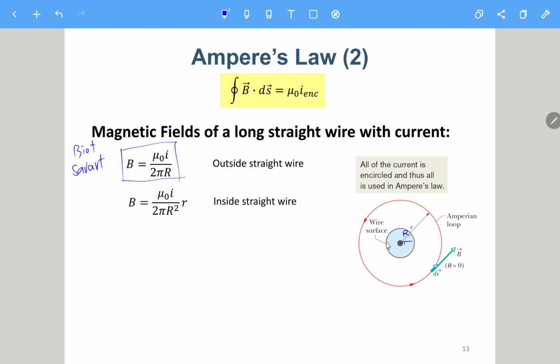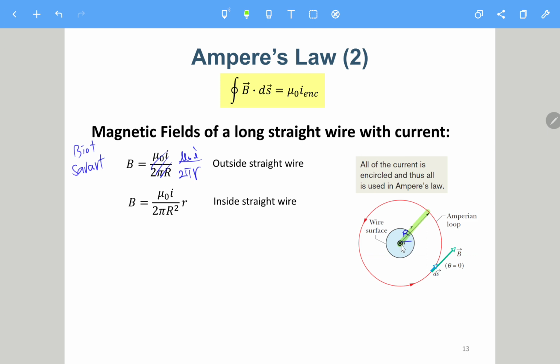Okay, for this wire, it has a radius capital R. Sorry, this one is not correct. We need to slightly modify it into something like mu 0 I over 2 pi small r. We consider this point: the distance from the center of the wire to this point is small r. So we use 2 pi r here instead of 2 pi capital R. Capital R is the radius of this wire.